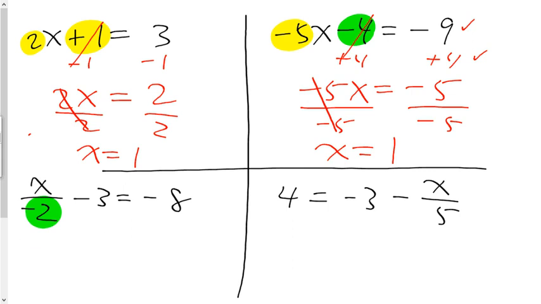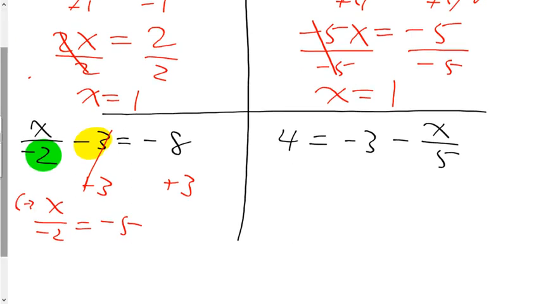So our coefficient is -1/2, and our constant is -3. We're going to get rid of our constant first by adding 3 to both sides. We have a -1/2 of x is equal to -5. We're going to multiply both sides by -2 to get rid of the fraction, you can make 1 full x, and x will equal a positive 10.